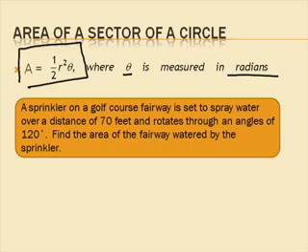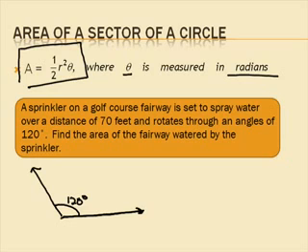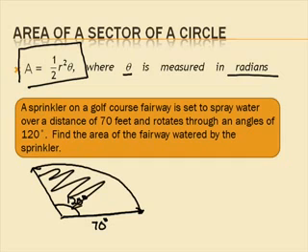Okay, so read through this problem. I'm going to draw a diagram. So it's spraying water out 70 feet. And it's covering this section, so this is referred to as a sector. So we're looking for the area of that sector. And a sector then is a fraction of the area of the whole circle.